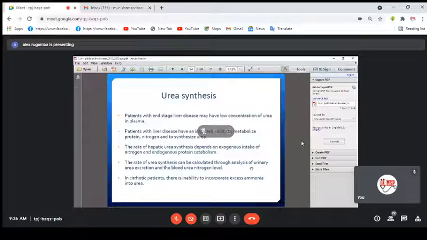Then the urea synthesis. We learned about urea, and a patient with liver disease may also have a changed concentration of urea in plasma. The patient with liver disease has an impaired ability to metabolize protein and nitrogen. We learned about nitrogen and protein, and patients with liver diseases don't have the ability to metabolize this protein and nitrogen.